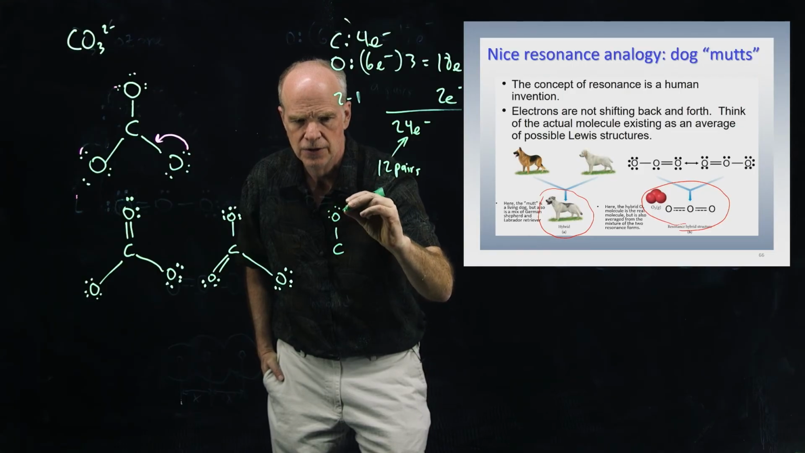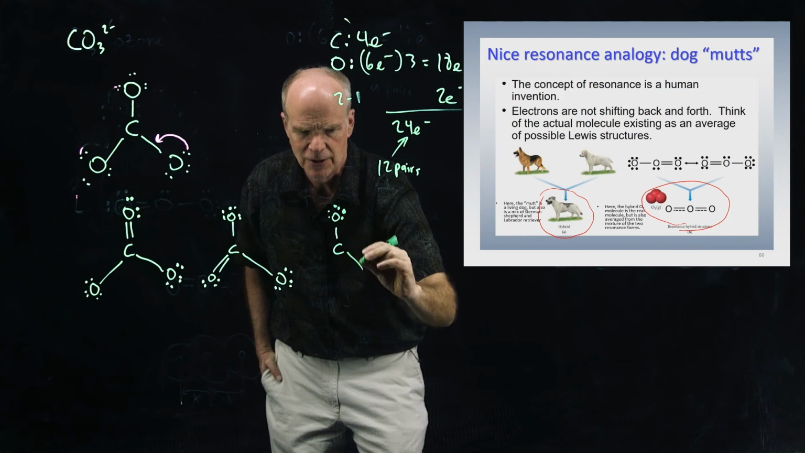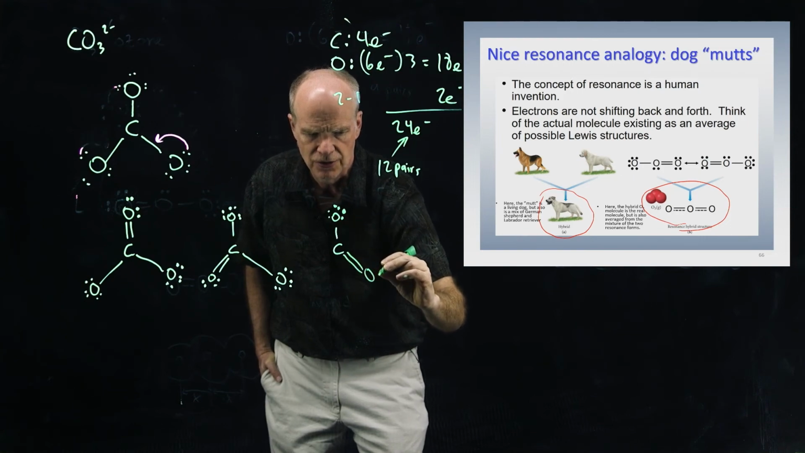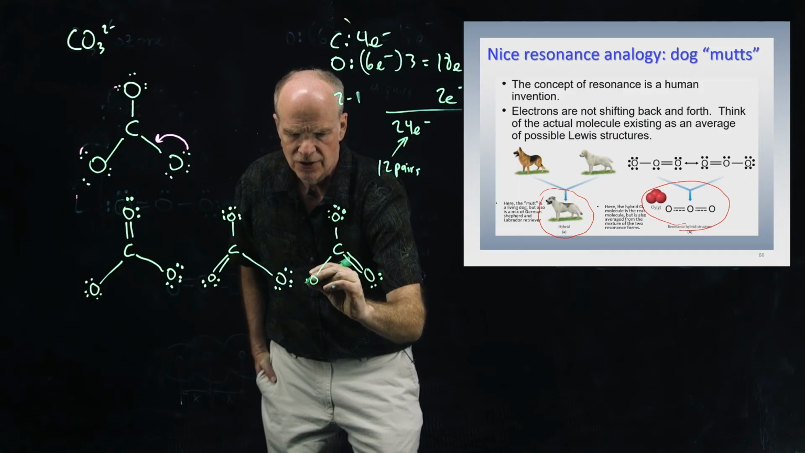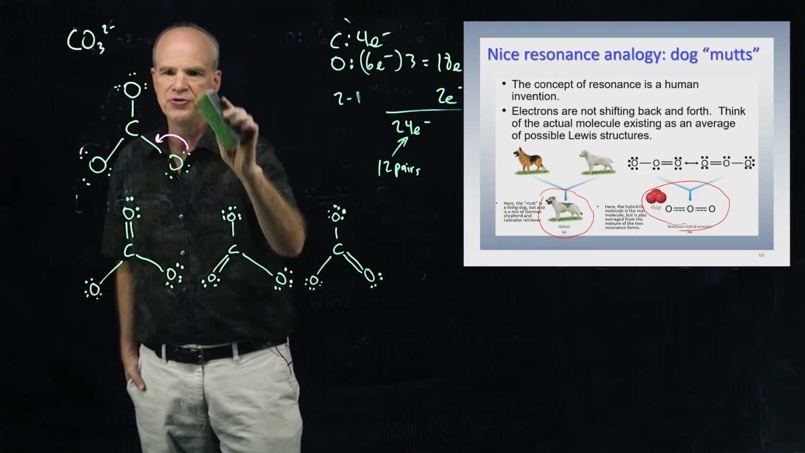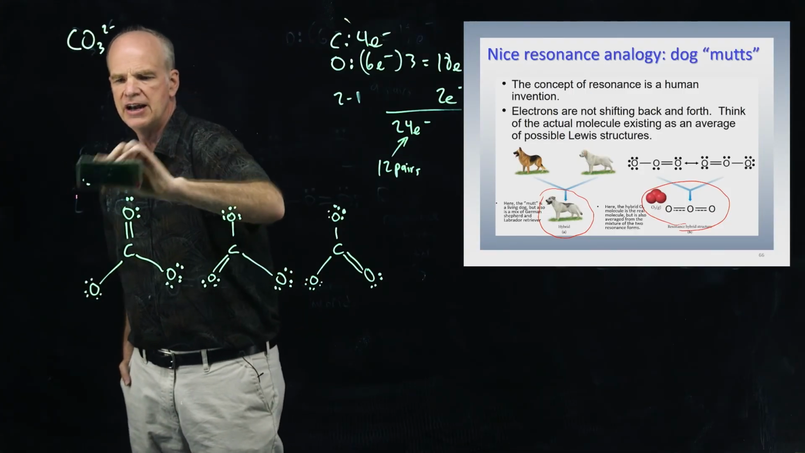C-O, getting a little sloppy here. Okay, here we go. Double bond to this oxygen on the lower right, and then single bond to the oxygen on the lower left. Okay, so let's talk about these 3 structures that I made for carbonate.